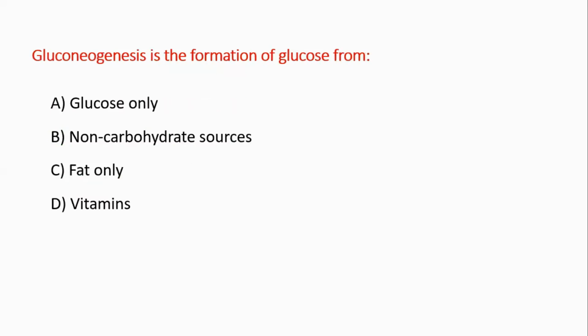Gluconeogenesis is the formation of glucose from, options are glucose only, non-carbohydrate sources, fat only, vitamins. No carbohydrate available, the body doesn't give up. It has a clever mechanism to manufacture glucose from other materials. Do you remember its name?